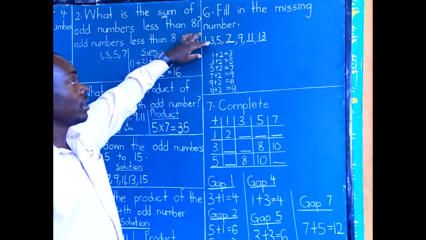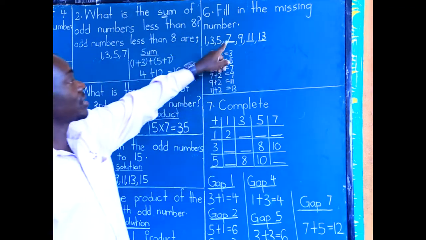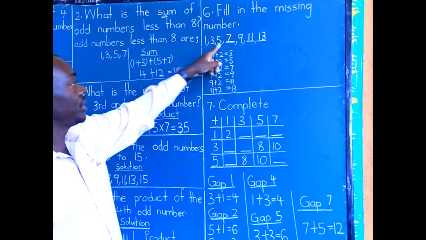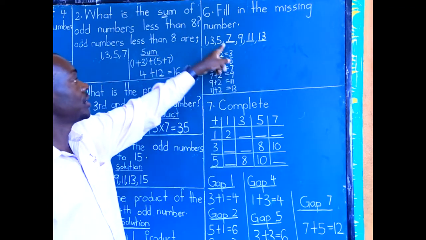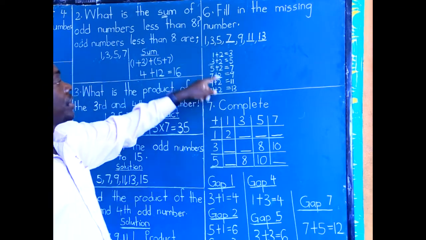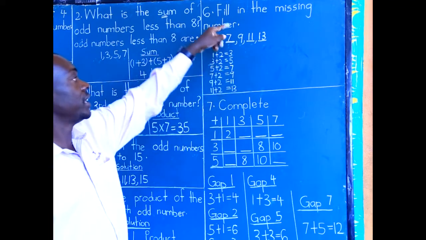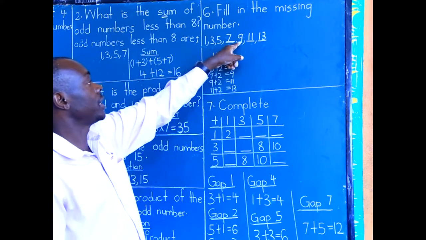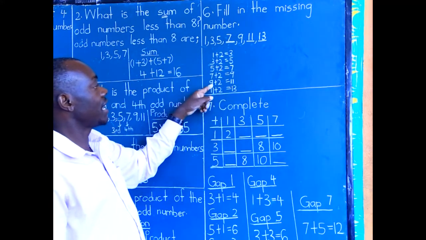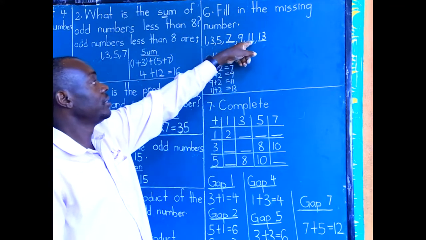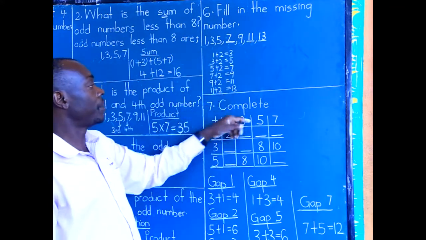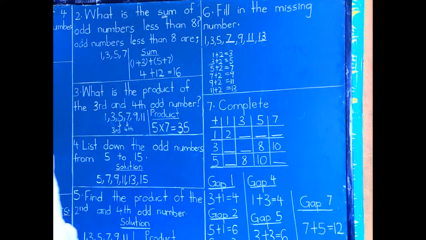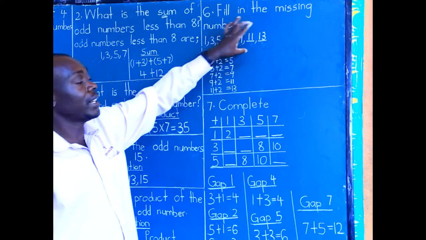Now we're dealing with odd numbers here. So to get the next numbers, show the working. 1 plus 2, you get 3. 3 plus 2, you get 5. Now the next gap is 5 plus 2, you get 7. You write here as 7. Now 7 plus 2, you get 9. It's already here. The next gap, that is 9 plus 2, you get 11. Fill in 11. Then finally, the last gap is 11 plus 2, you get 13. And then fill in. Remember to show the working and fill in.